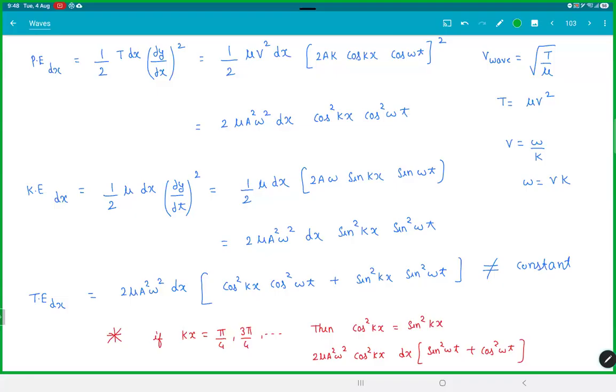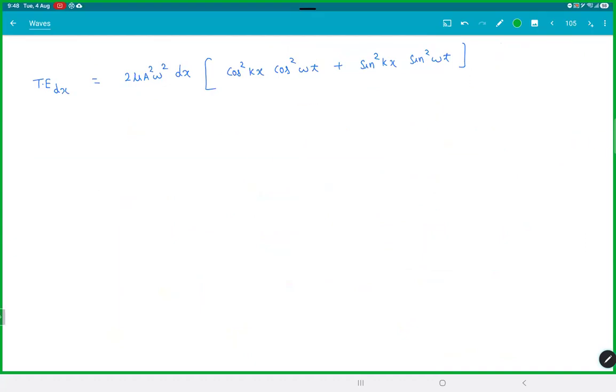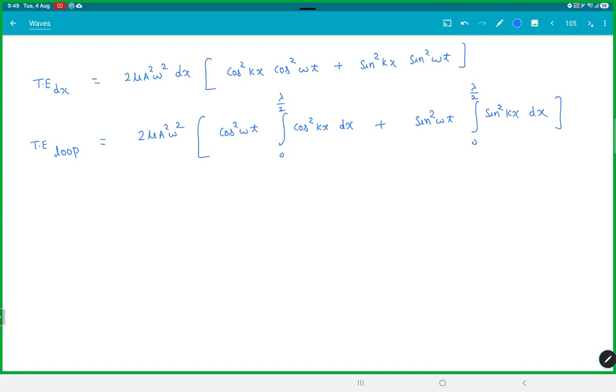So there are multiple things here. I'll show you all those questions they can ask you in this. And then if you take it ahead, this is for the total energy of a segment. If you want it for a loop, the total energy of a loop will be 2 mu a square omega square cos square omega t, integral 0 to lambda by 2, dx cos square kx, plus sin square omega t, integral 0 to lambda by 2, sin square kx dx. And I hope you know this thing, sin square and cos square, the average value will be half.